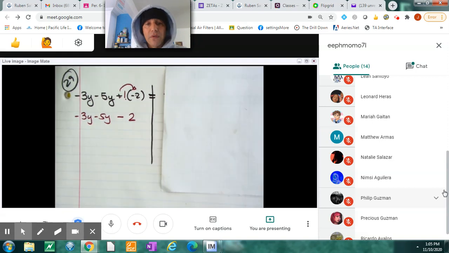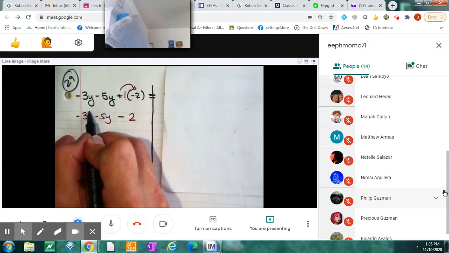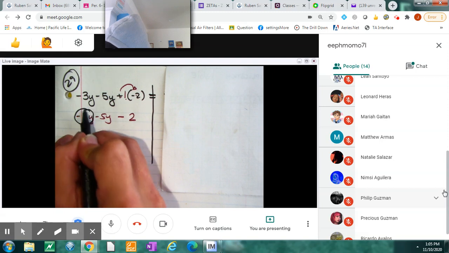Combine like terms. So you see the negative 3y, that's going to be combined with what? So if I call Philip, what is it going to be combined with? Negative 3y with what?